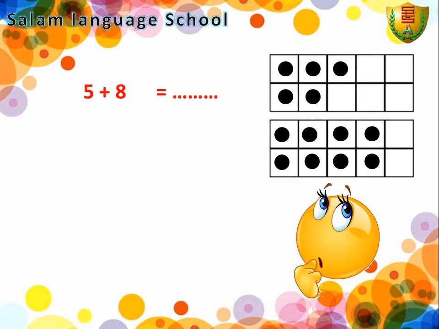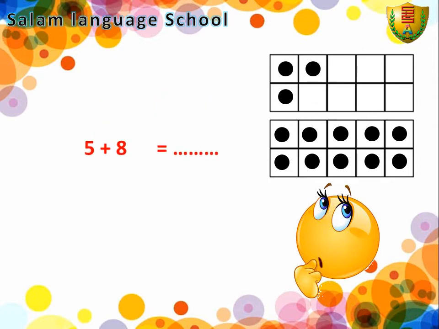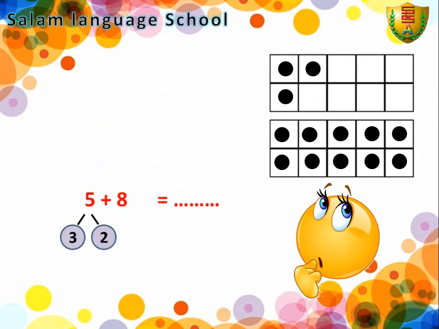5 plus 8 again, we can decompose the number 5 into 3 and 2. The number 2 goes to 8 to become 10 and the remainder is 3. It is easier to add 10 to any number. In this case, when we decompose either the 5 or the 8, it gives the same answer.